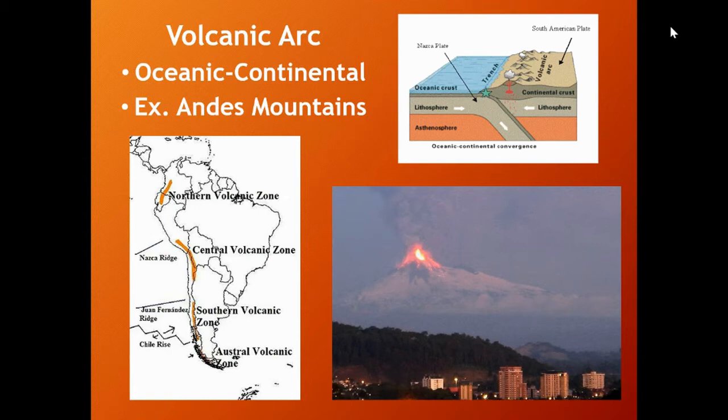Volcanic arcs. Now, the picture in the lower right, I believe that's in Colombia, but I'm not entirely certain on that. I couldn't find the actual location of that to confirm it, but I thought it was such a cool picture. I wanted to include it. It kind of outlines the fact that these volcanoes occur on coastlines.